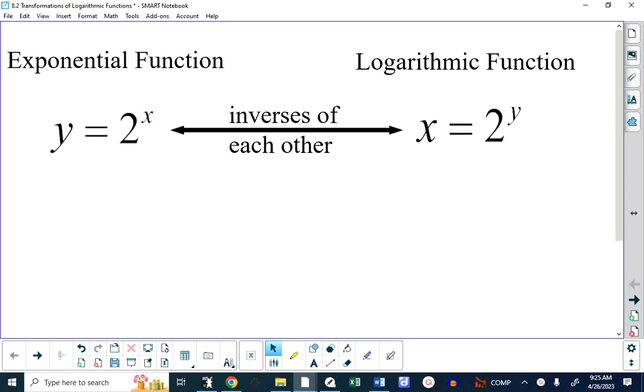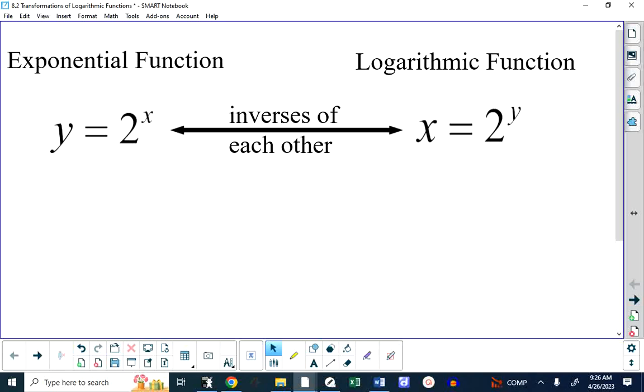So if you know what the graph of y equals 2 to the x looks like, you can figure out what the graph of x equals 2 to the y looks like by going through that process we went through yesterday of taking points and switching x and y coordinates, or by reflecting all the points of y equals 2 to the x across the line y equals x, because that's how inverses are created.